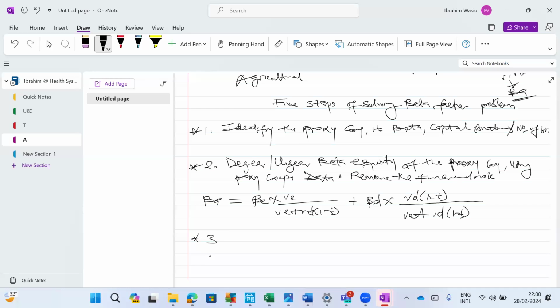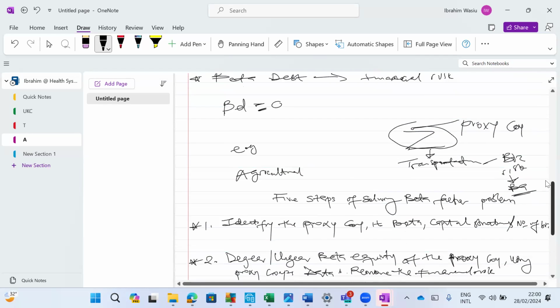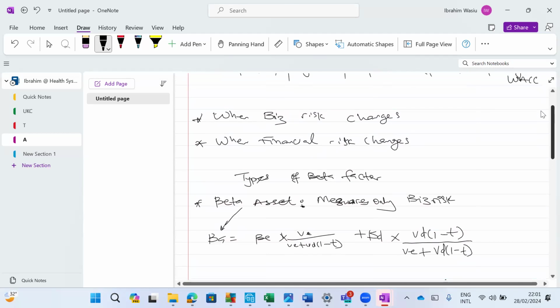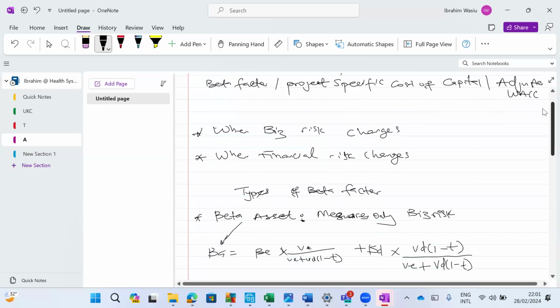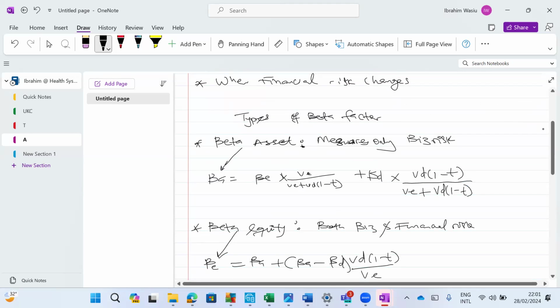Excuse me, sir. Can we now say that this beta asset only reflects business risk? Yes, ma. I explained that earlier on. Let me take you back to the place, under types of beta. If the company is purely equity financed, that is when it's suitable to use it. It doesn't take care of anything debt financing. Okay, so I understand it now. Thank you.